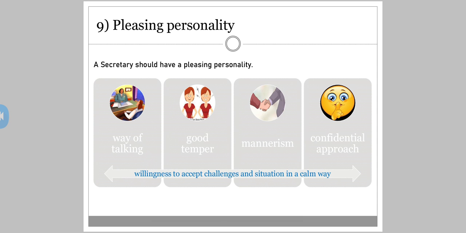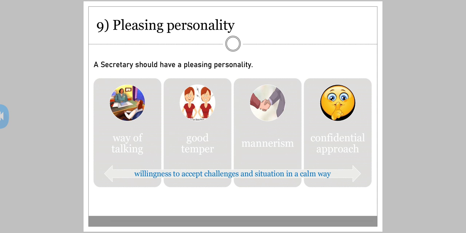Secondly, having a good temper is again a part of pleasing personality. How a secretary deals in a difficult situation also defines a person's personality. The secretary should not get angry and should be calm in handling difficult situations. Then comes mannerism. Mannerism is how you deal with others, what respect level you have towards others. Your way of behaving, your way of entertaining other persons will show your mannerism. And lastly comes confidential approach. Being a confidential officer, a secretary should not speak anything to the other person which is of a confidential nature.